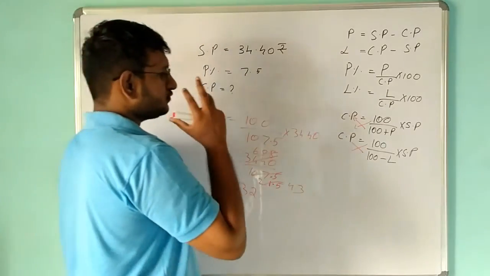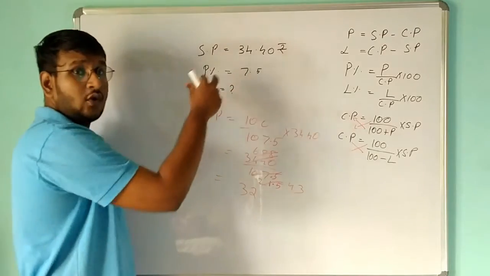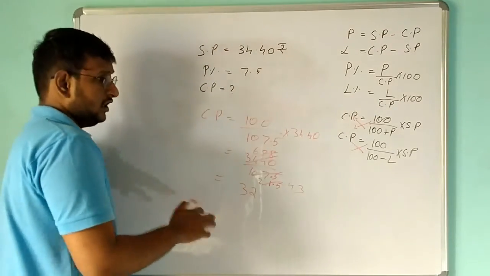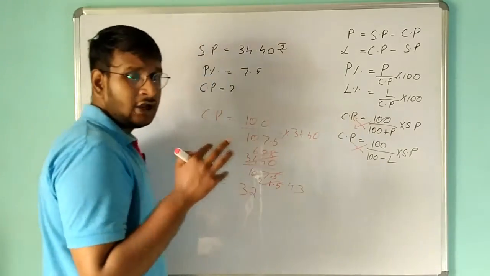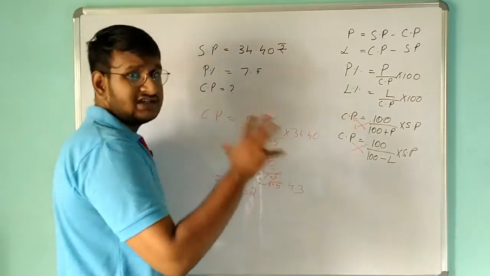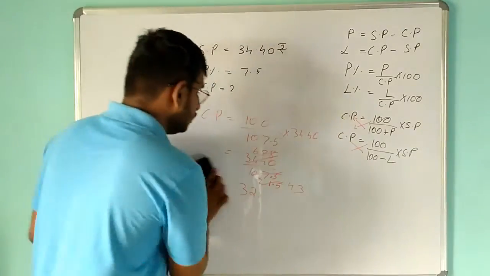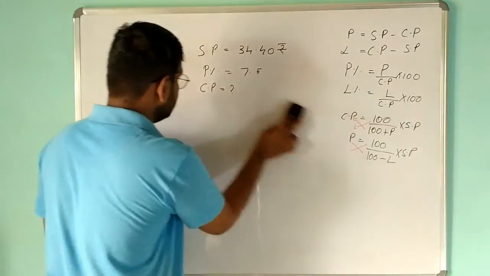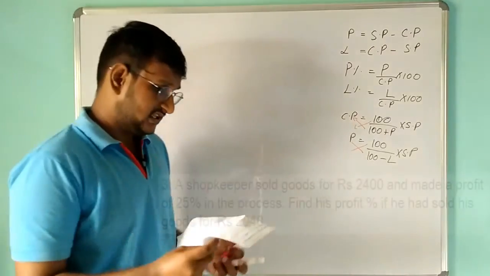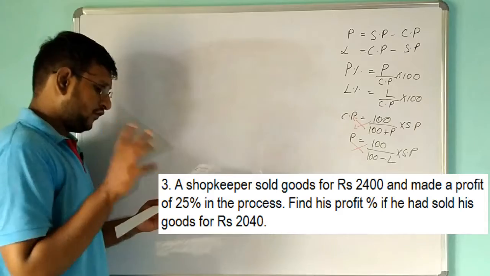This is what we are doing. We are just applying the formula, substituting the values given in the question, and calculating it. We are not doing much of a thing. This is one of the simplest problems. Let's move on to the next problem. A shopkeeper sold goods for 2,400 rupees.